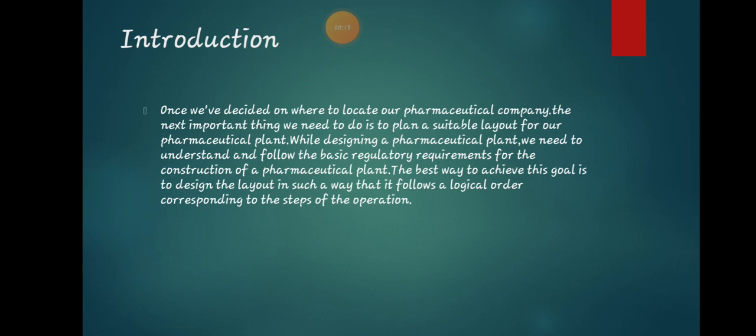Once we have decided on where to locate our pharmaceutical company, the next important thing we need to do is plan the detailed layout for our pharmaceutical plant. While designing a pharmaceutical plant, we need to understand and follow the basic regulatory requirements for the construction of a pharmaceutical plant.